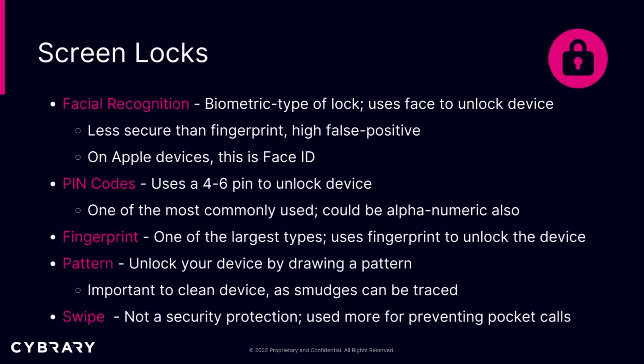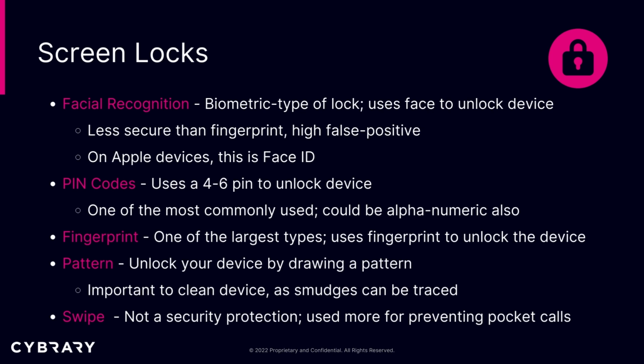The fingerprint lock and pin codes and swipes. Pin codes are 4 to 6 digit pins to unlock a device. This is one of the most commonly used. Could be alphanumeric also. A fingerprint, one of the largest types, uses the fingerprint to unlock a device. You see this a lot on mobile phones. A pattern to unlock your device by drawing a certain pattern.